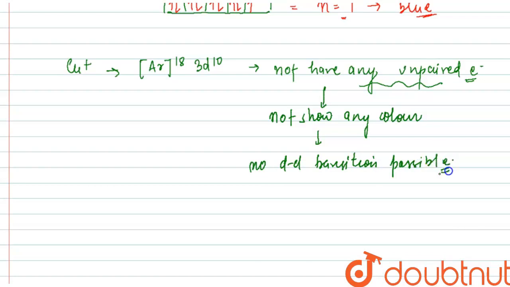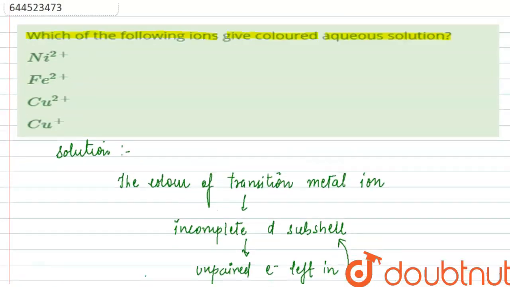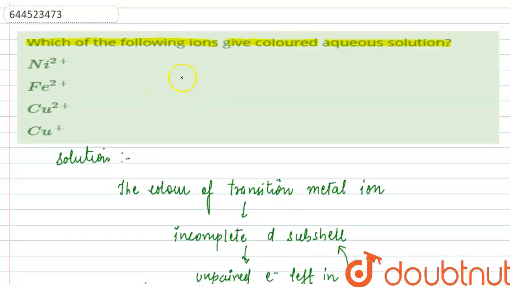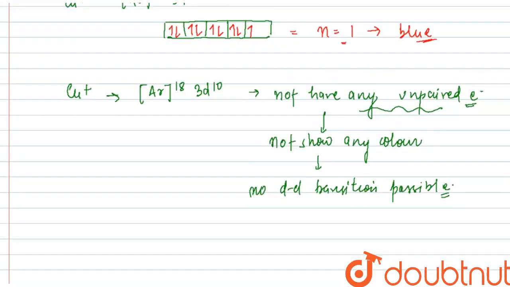So this is something that we need to understand, and this is how we can solve our question. Now moving on to the options that we have. So we have nickel plus 2, we have ferrous iron, we have cupric ion. So which of the following give colored aqueous solution is something that we need to find out. So the options will be first one, second one and third one, and the last one will be incorrect for us. Okay, Cu plus will not give any color. So I hope this is clear to you.